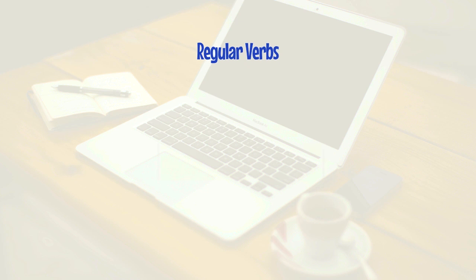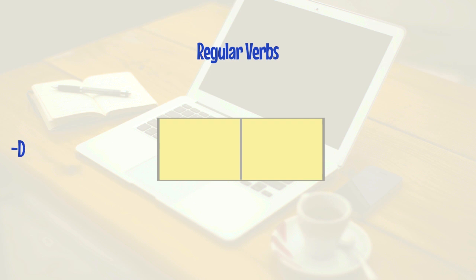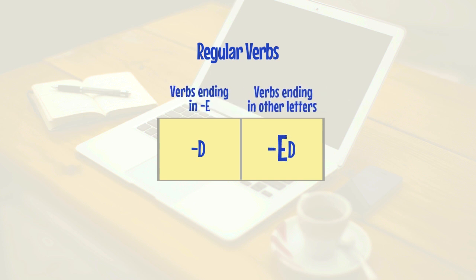In the past simple, the affirmative sentences with regular verbs are formed with the addition of d or ed at the end of the infinitive form of the verb. In case the verb ends in e, we just add d. However, if the verb ends in any other letter, we add ed to its infinitive form.